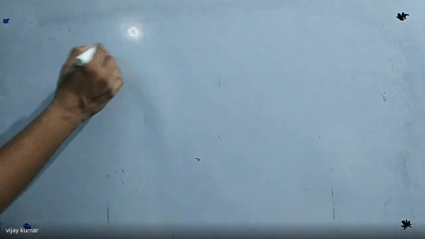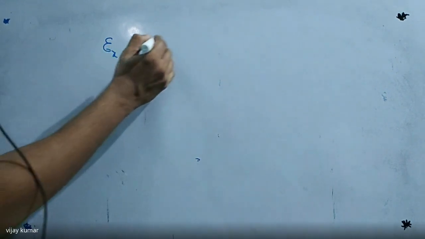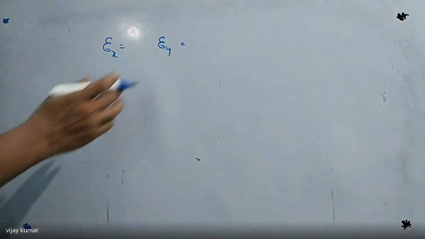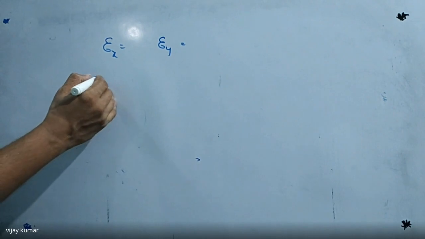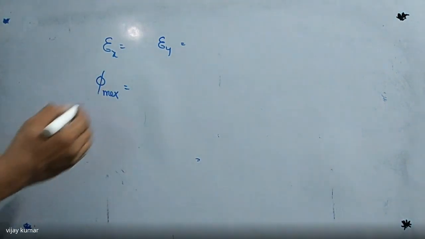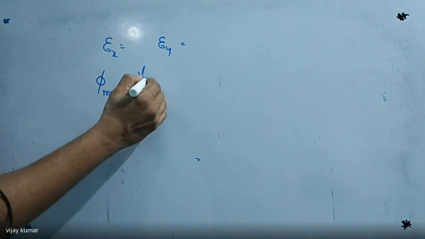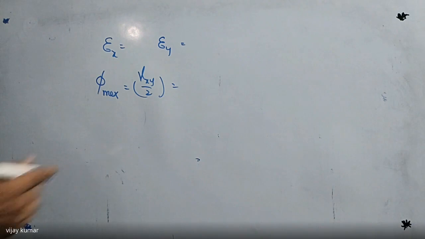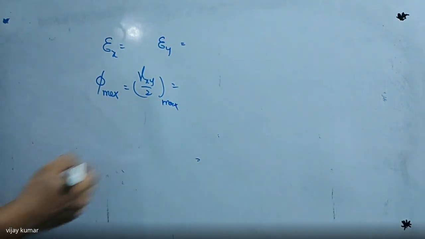So here I am writing. Epsilon x is given. Epsilon y is given. These two values are given. I will give it to you. So what are the values of epsilon x and epsilon y? But listen carefully. These two values are given, but he is asking what is phi maximum, that is shear strain maximum. But what is shear strain? Shear strain is always equal to gamma xy by 2. Is it right or not? That is also maximum is equal to, what is the formula?